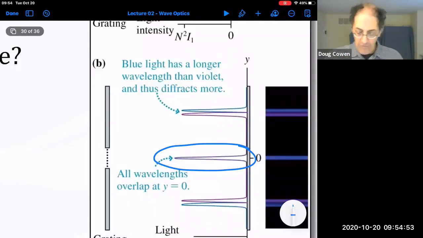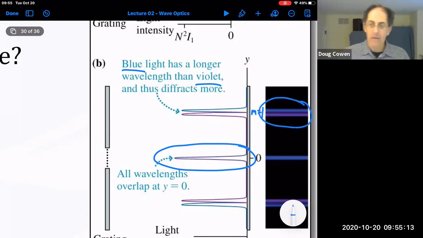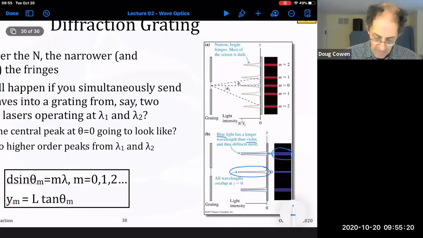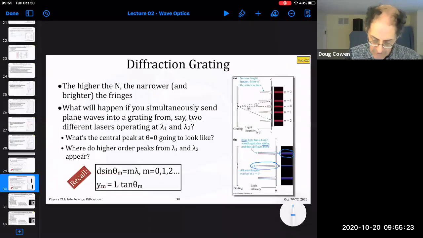But as you move off of the central maximum, because if you have, say, blue light coming in and violet light coming in, the 2 peaks at the m equals 1 order, so this is m equals 1 here, will be separated. And you can see that maybe best on the screen. So there's some distance between those 2 peaks because they're different wavelengths. And that's because if you look at this expression here, this theta depends on what the wavelength is.